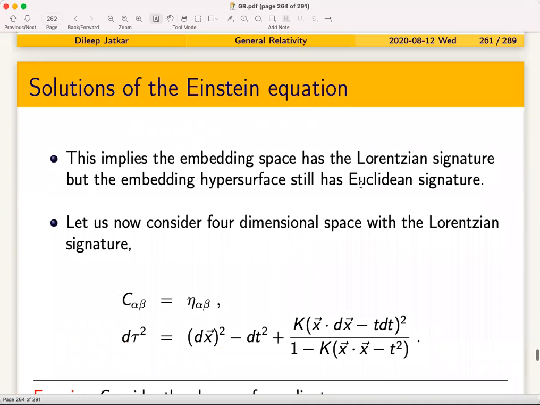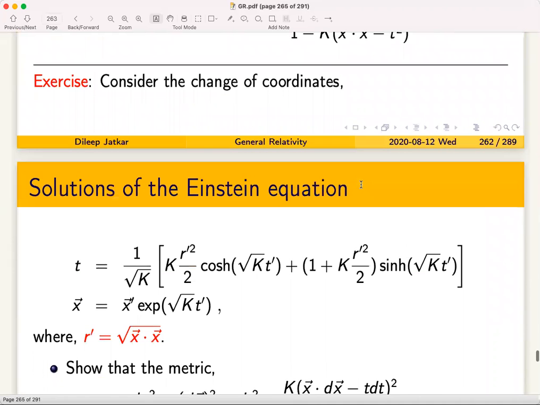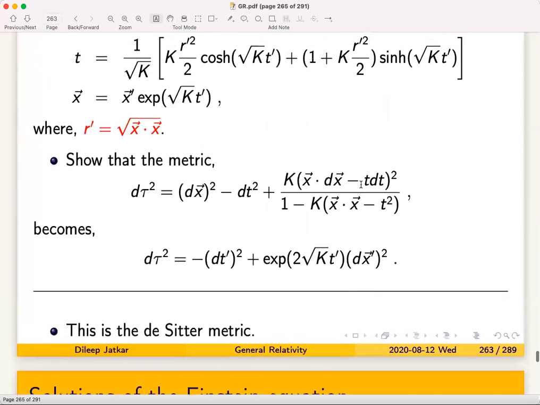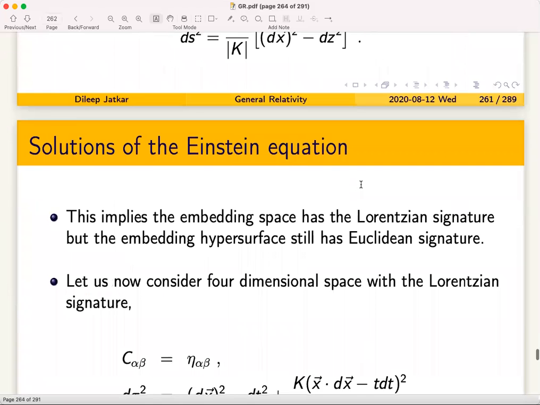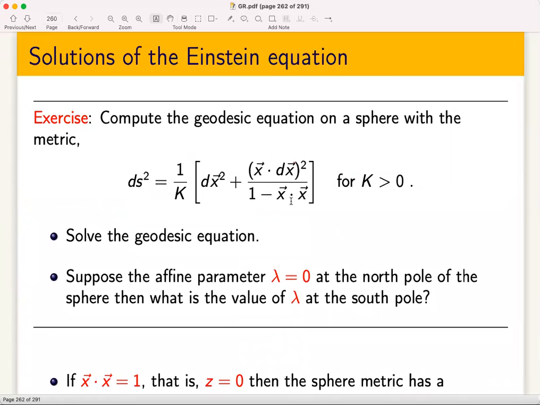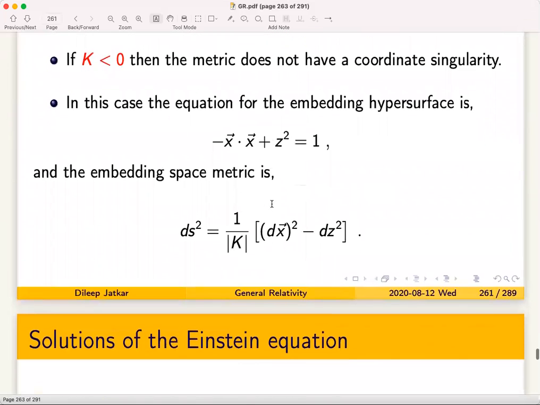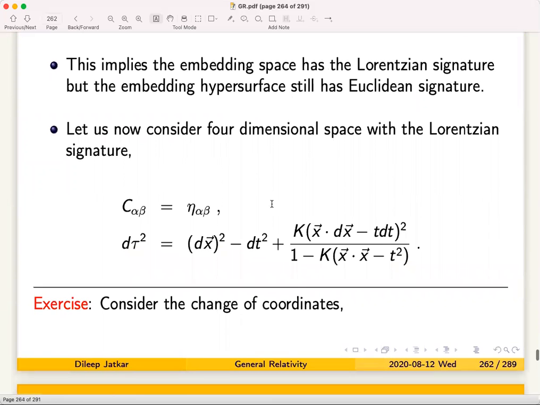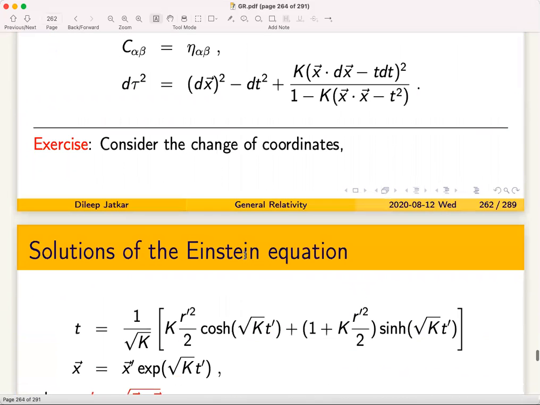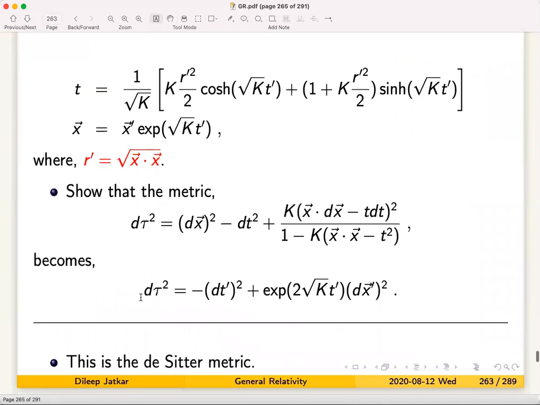Let me skip this part because this is just an example that we can work out. So instead of taking this quantity to be 1 minus x dot x, if you take 1 plus x dot x, then you get a metric which is a little different, and in that case you could do a coordinate transformation and bring the metric into a form which is like this.